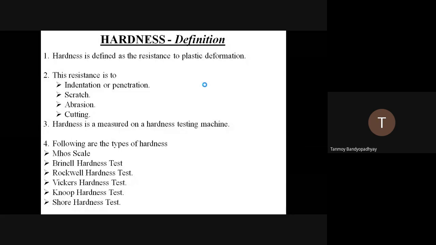So, the hardness definition. It is defined as the resistance to plastic deformation. I will explain this place in more detail; I am just keeping it highlighted. It's just the resistance to plastic deformation. We could have said it's a resistance to elastic deformation, but we are saying it's a resistance to plastic deformation. I will explain more about why it is called resistance to plastic deformation, and what has happened to the elastic part.